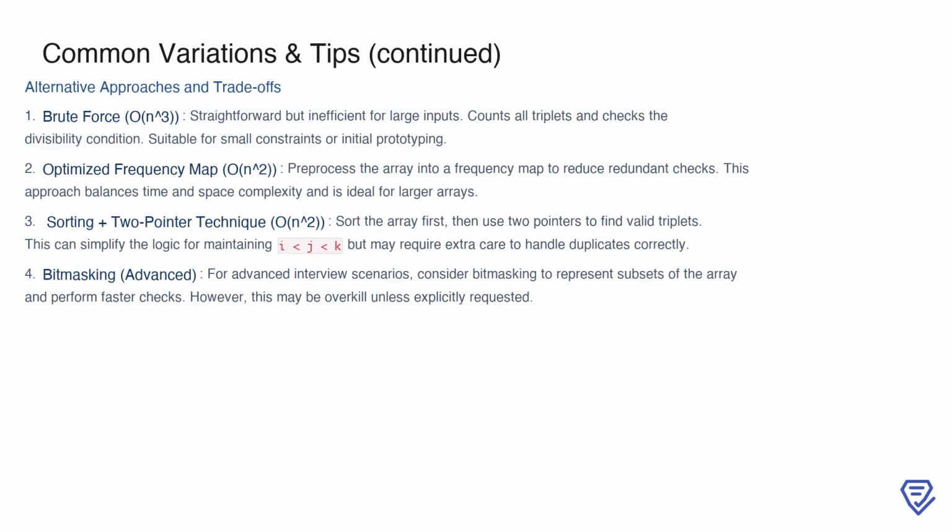For advanced scenarios, you might consider bit masking. This technique can represent subsets of the array and perform faster checks, but it's typically unnecessary unless the problem explicitly calls for it. Each approach has its strengths, and choosing the right one depends on the input size and constraints.